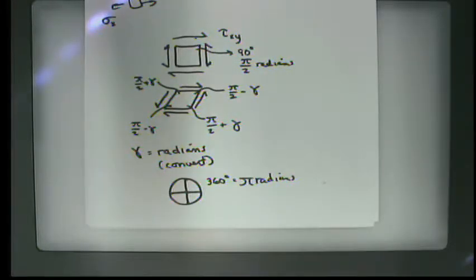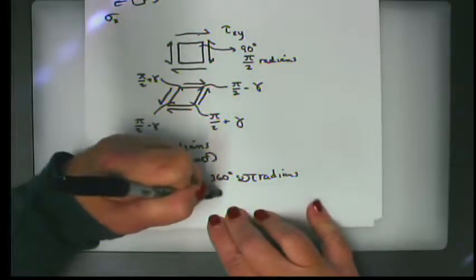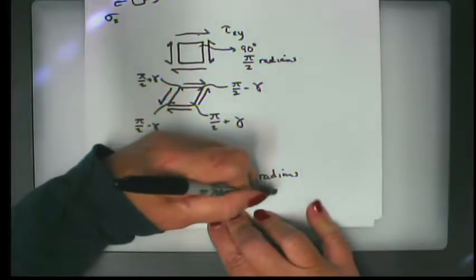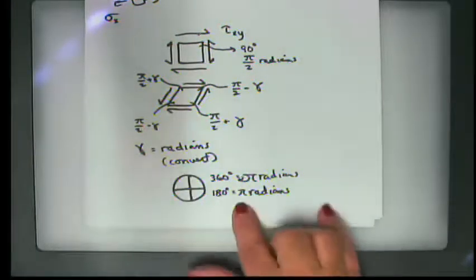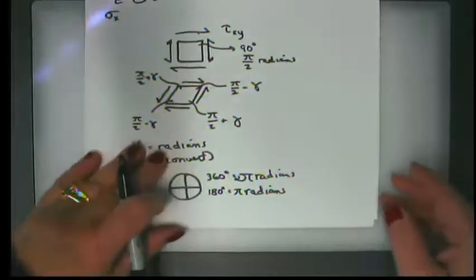Yes? Pi over 2 is 90. Yeah, it is. Thank you. Pi is 180. So you can say 180 degrees is equal to pi radians, right? So you can use that as a conversion factor. Thank you. All right.